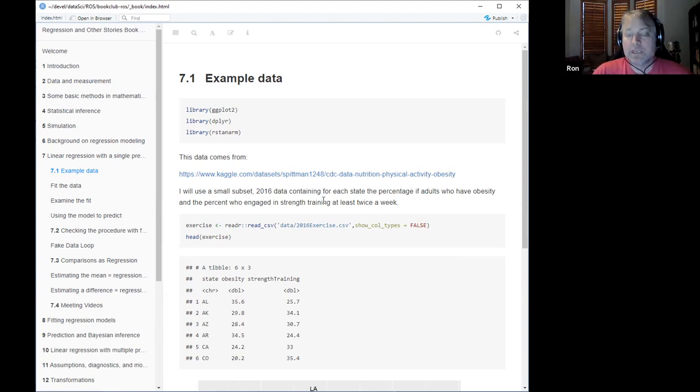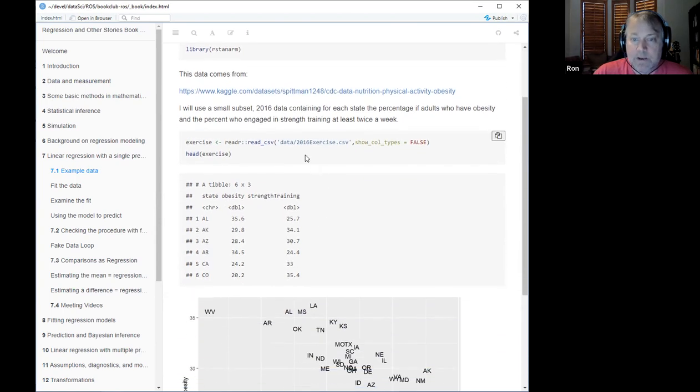I chose the percentage of the state that has obesity and the percentage who engage in strength training at least twice a week, to see if there's some relationship between those two variables, right? In R, I just read that in. It's going to be on the GitHub, or you can go to Kaggle and get it directly, but the data is going to be on the GitHub.